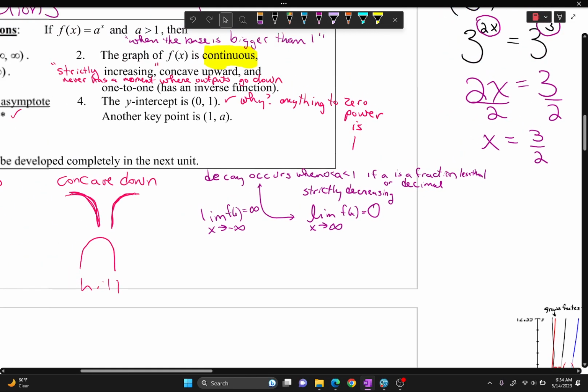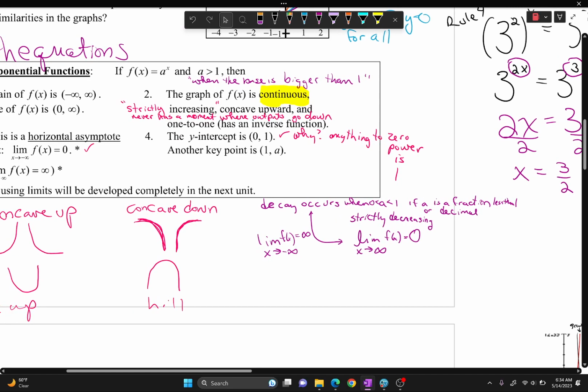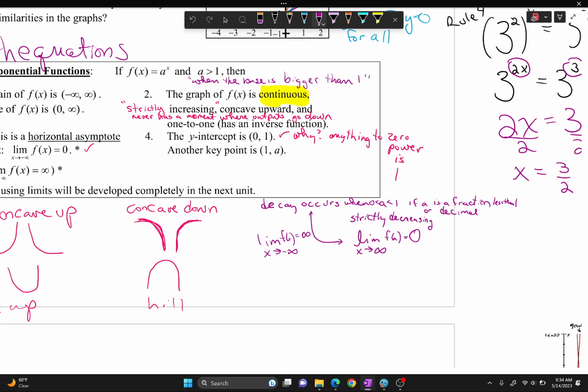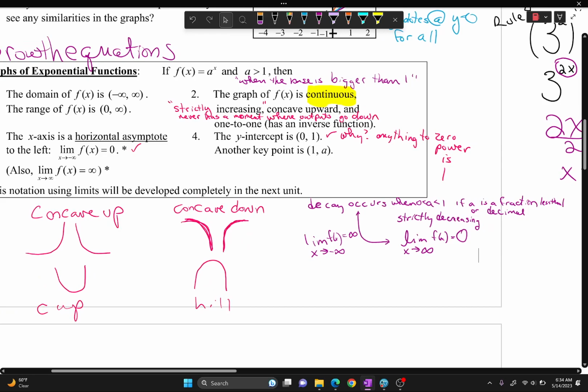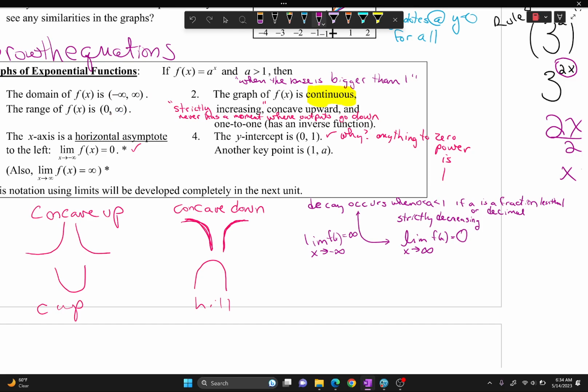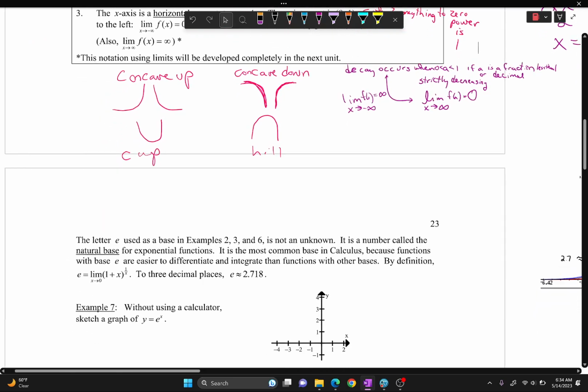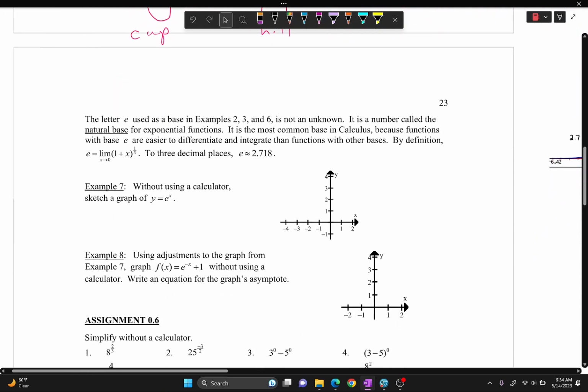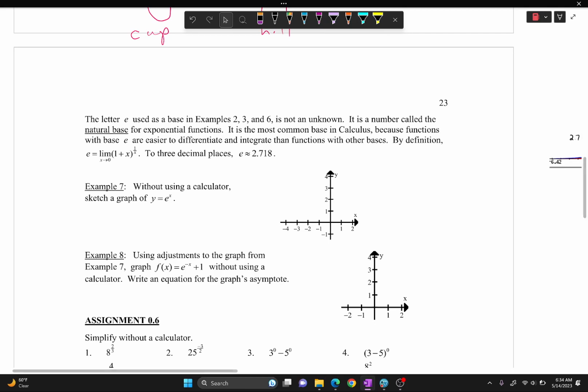So, those are some things. The y-intercept is still going to be 0, 1, and another key point is still 1 over a. That still occurs, okay? And the domain of this is still negative infinity to positive infinity, and the range is still restricted to not being able to equal 0 and going up to infinity. So there you go. I will also talk about translations with exponential functions in just a moment.